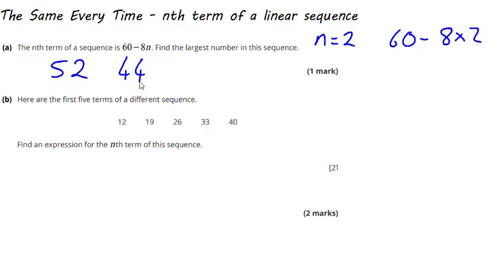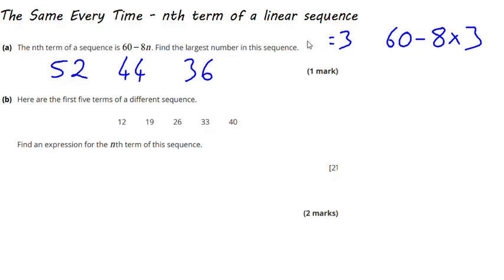Then if I want the third term, the next term for my sequence, what I need to do is put n equals 3 into my formula, and I'm going to do 60 minus 8 times 3. Everywhere I see n, I'm just putting 1 for the first term, 2 for the second term, 3 for the third term. 60 minus 24 will give me 36.